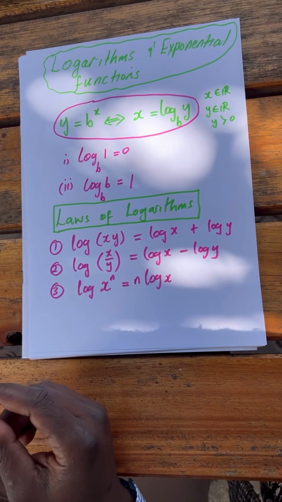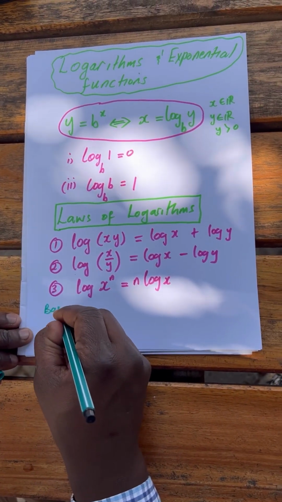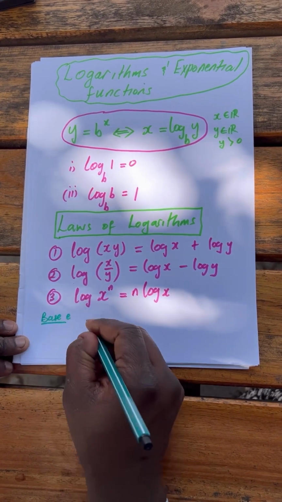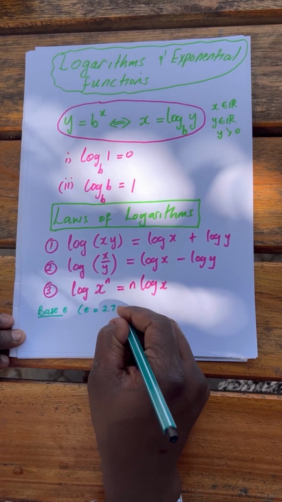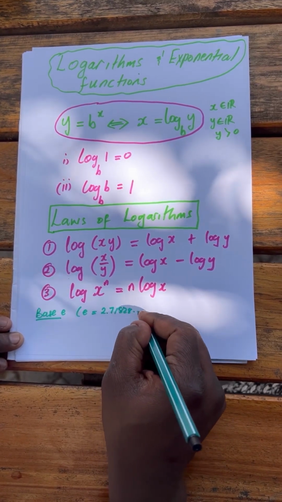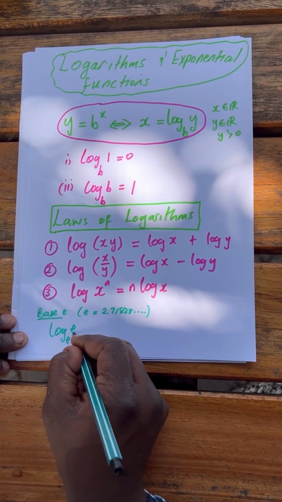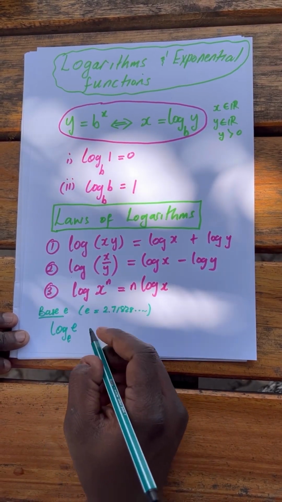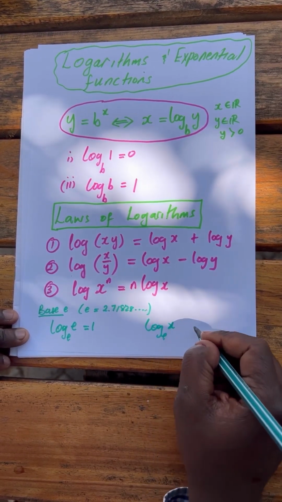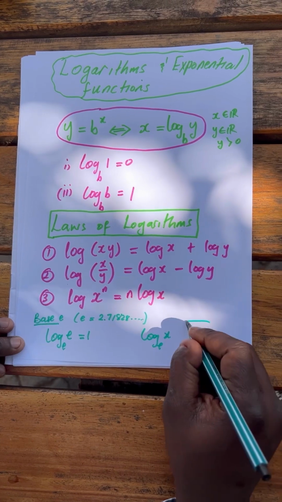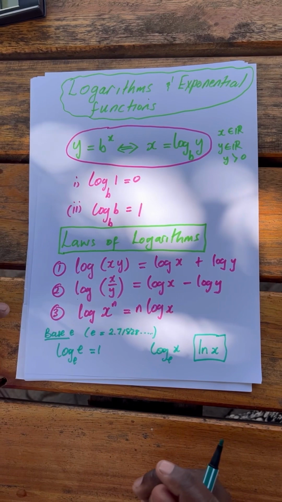Now you will remember that in most cases we are using base e. If you punch e on your calculator, it is a value like 2.71828, going on like that. If you have log base e of e, that is ln e, which is 1. So log base e of x is ln x. We call that ln x, and you find the ln button on your calculator. It's a function on your calculator.